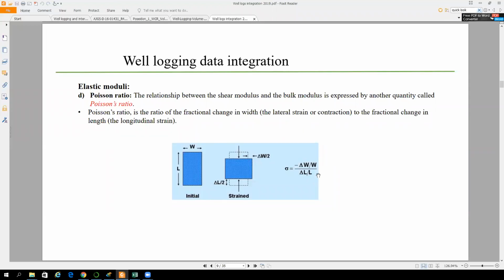The Poisson ratio is a quantity related to the shear modulus and the bulk modulus, and it can also be expressed in another way, which is the fractional change in width to the fractional change in length. So if we deform a material, and this material is deformed laterally and longitudinally, the ratio of the lateral deformation to the longitudinal deformation defines for us the Poisson ratio.